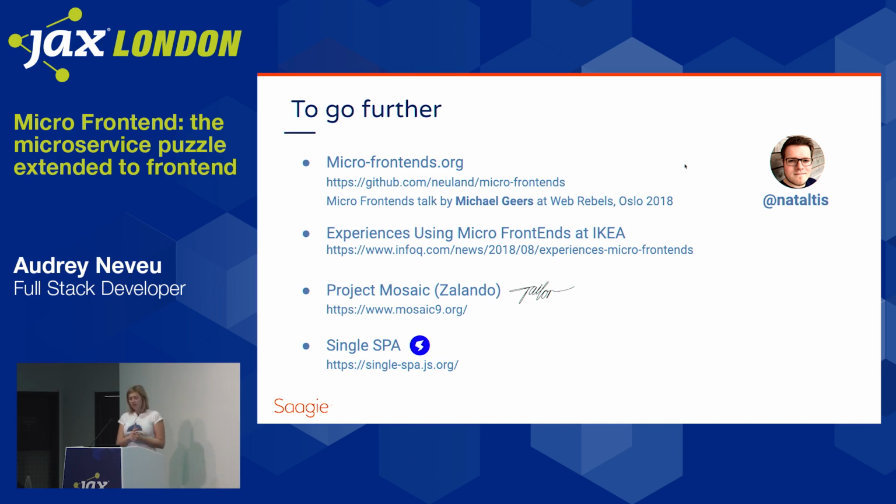Project Mosaic is a set of libraries to aggregate fragments. Tailor is probably the most popular among them. It's open source by Zalando, a very nice project. And Single SPA is another JavaScript library that has been created to aggregate small single-page applications together, so you might like to have a look at it too.